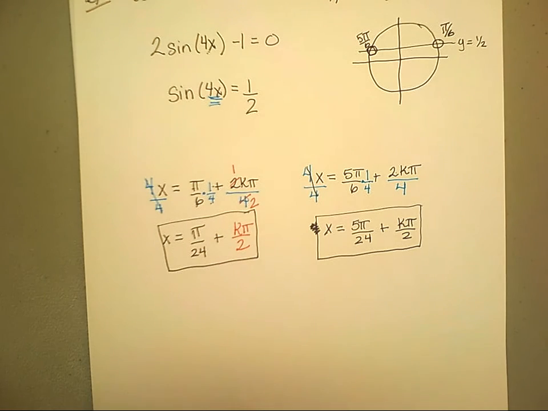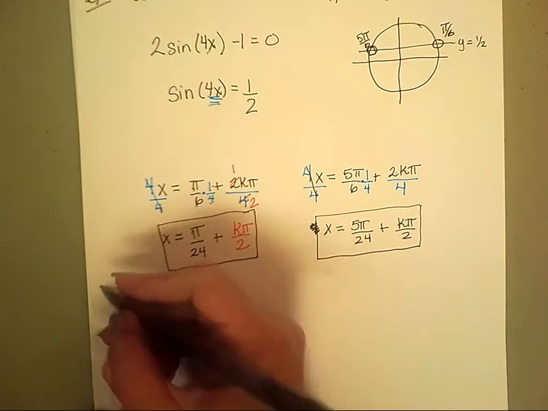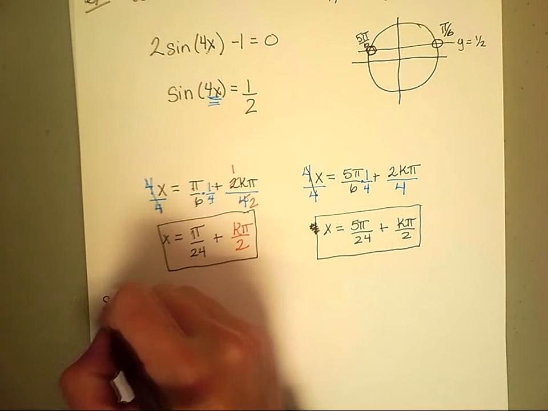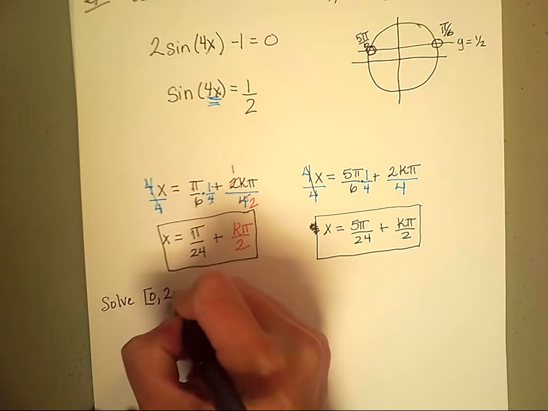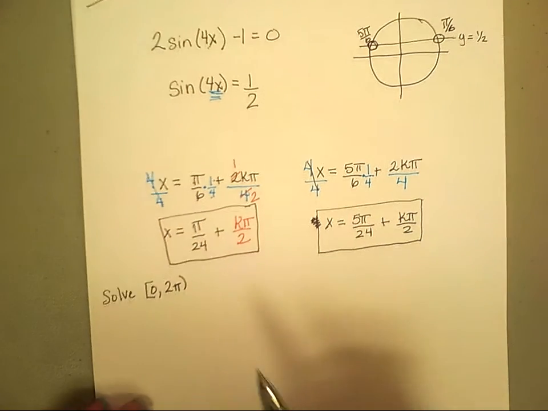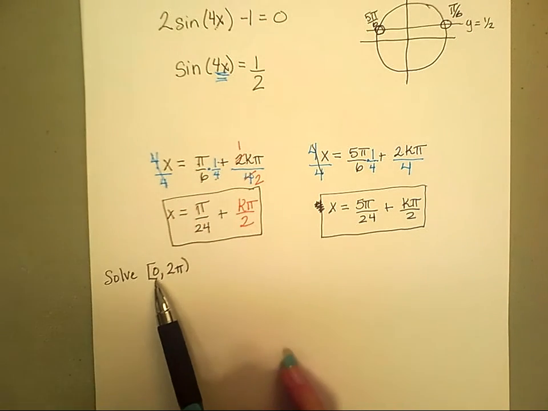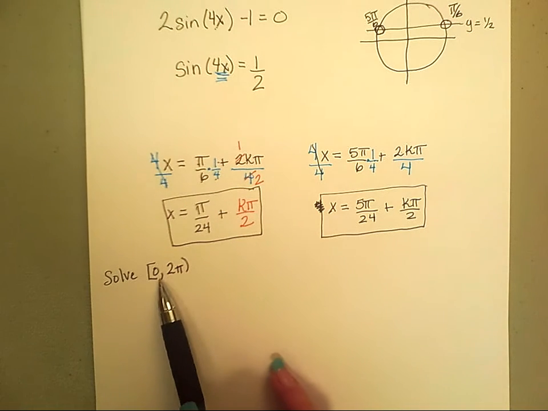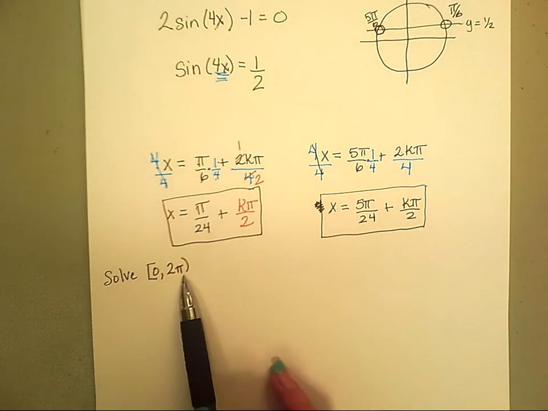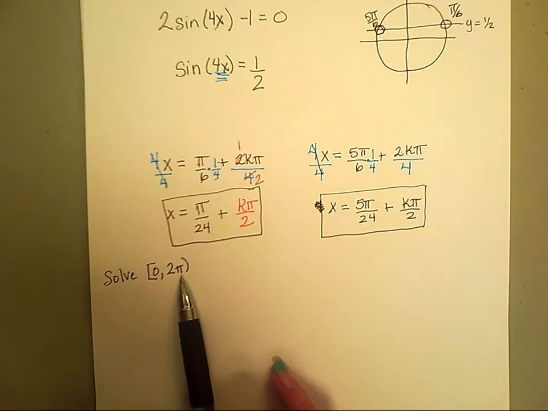So now we have a situation where we found all solutions. It's a set of all x such that this happens. But now, what if we wanted to solve on [0, 2π)? Notice I put the bracket around the 0 and the parenthesis around the 2π. That means that's just the positive rotation, and if you have a choice, we include 0, not 2π.